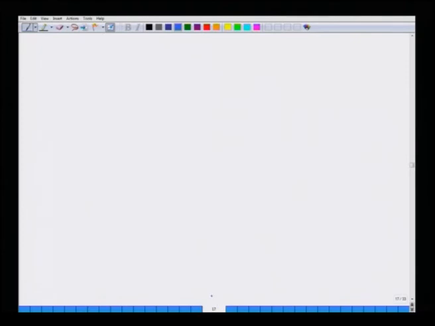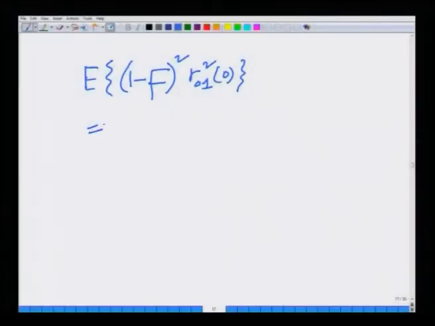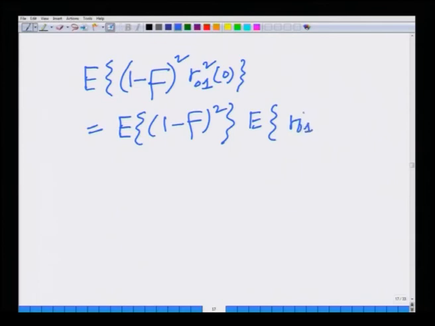Similarly, the other component is expected 1 minus f square R01 square of 0. Now, 1 minus f, which is 1 minus the fraction, and R01, which is the cross correlation, are both different independent quantities. So, I can split this as expected 1 minus f square into expected R01 square of 0.